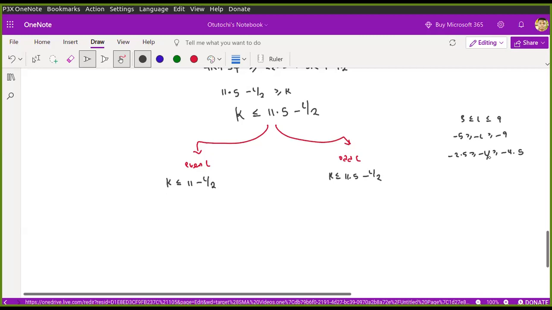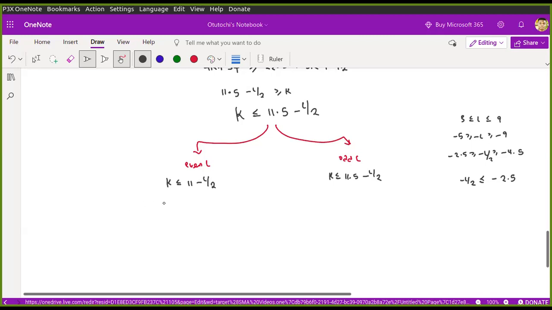So in short, we have that minus L over 2 is less than or equal to minus 2.5 in this case. That's for odd L, right? But for even L, this is going to be minus 3.